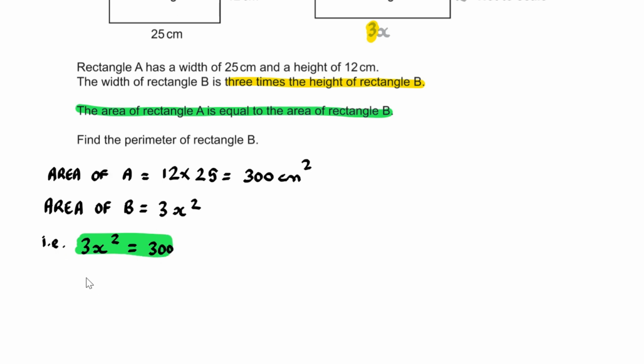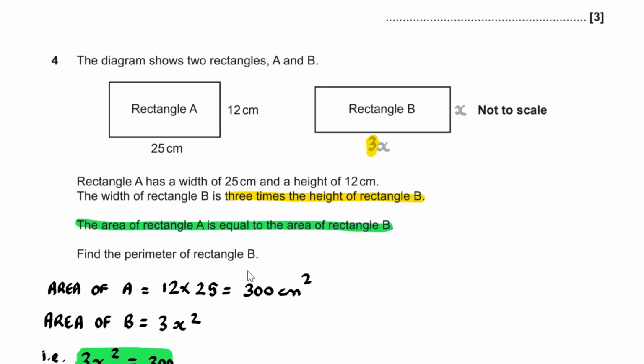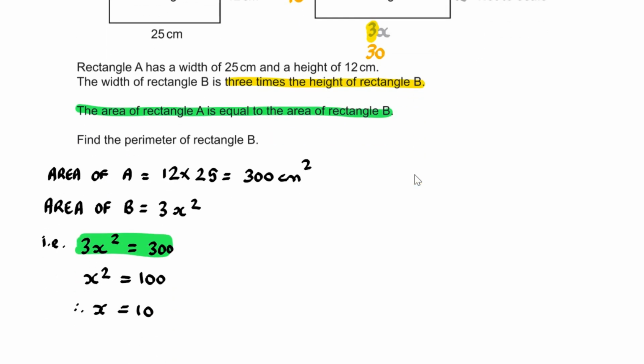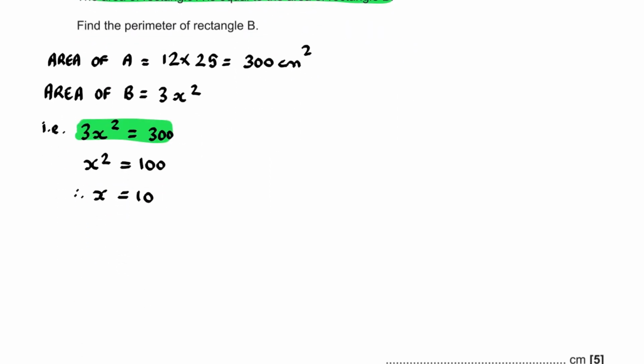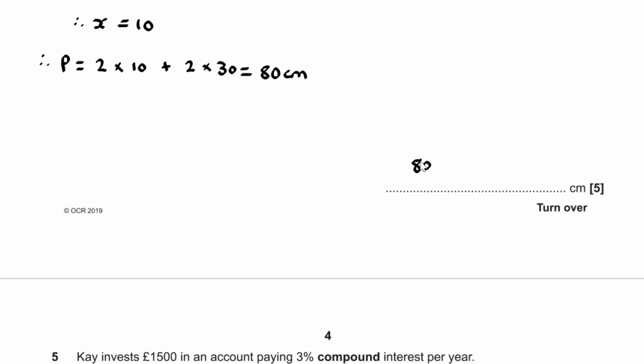And therefore, dividing through by 3, we have x squared equals 100, and therefore x is equal to positive 10. Remember, length can't be negative. And therefore, what we have is 10 centimeters here and 30 centimeters here. So for the perimeter, what we can see then, the perimeter is equal to 2 lots of 10 plus 2 lots of 30, which is 80. So we've got 80 centimeters for the perimeter.